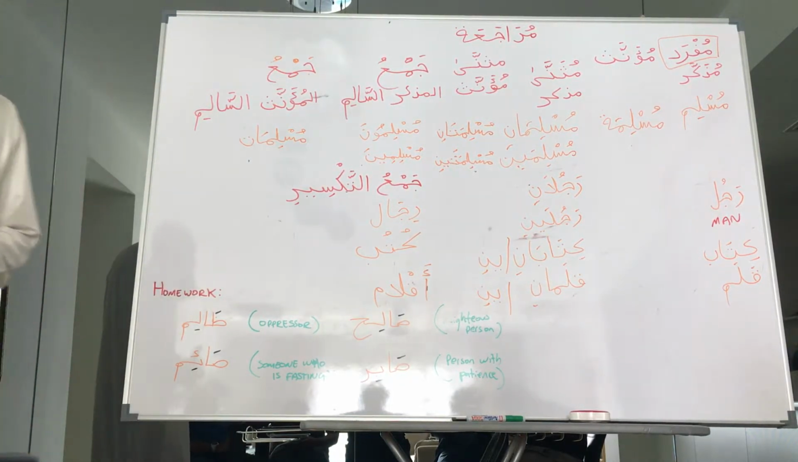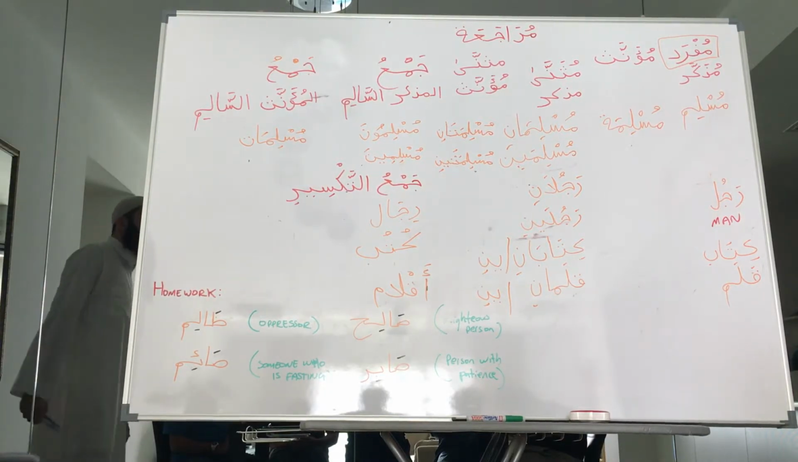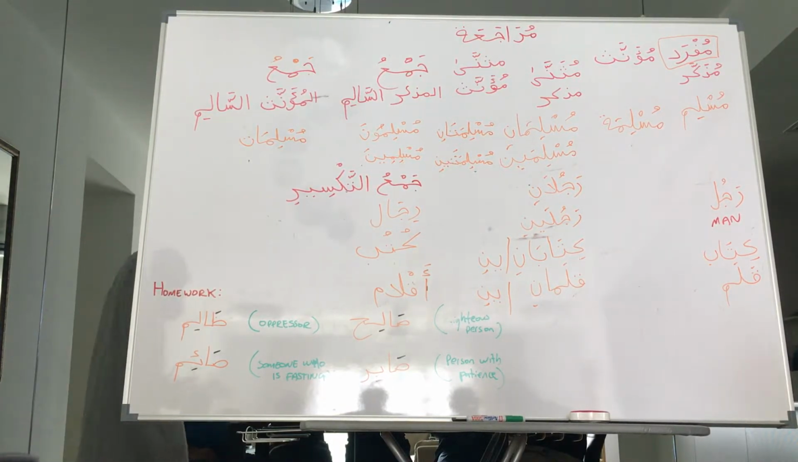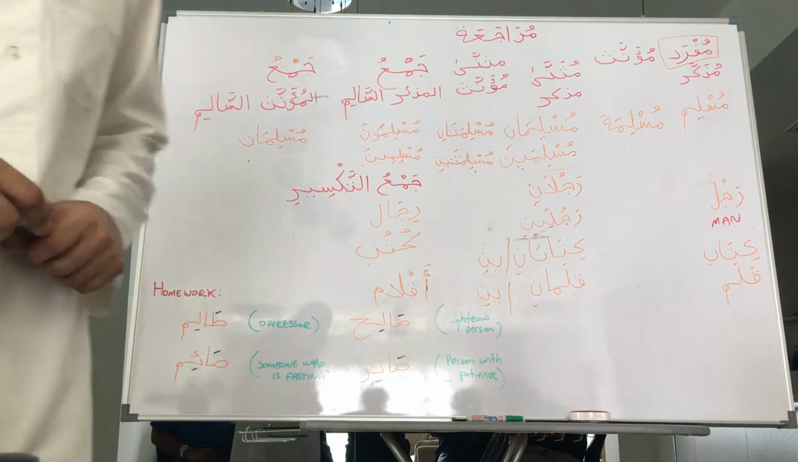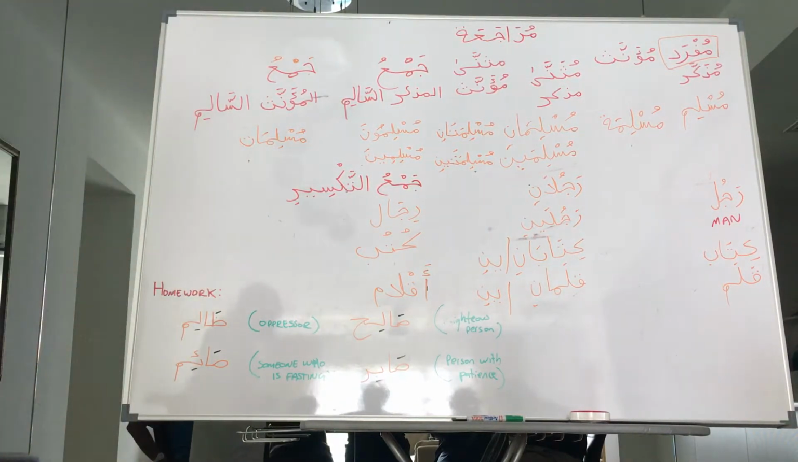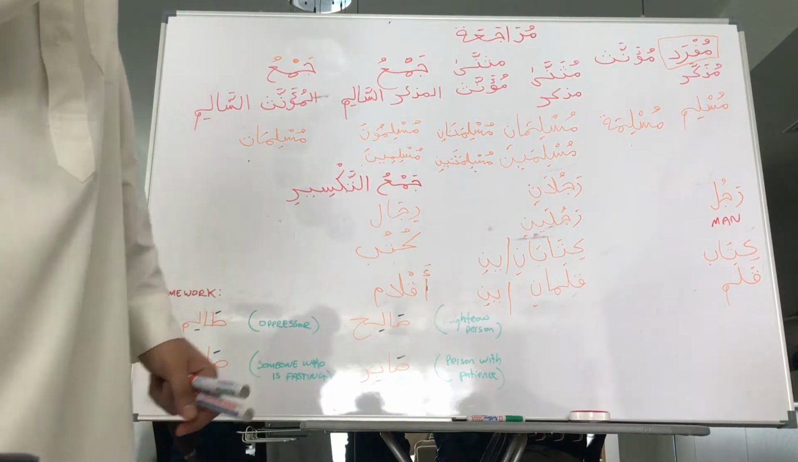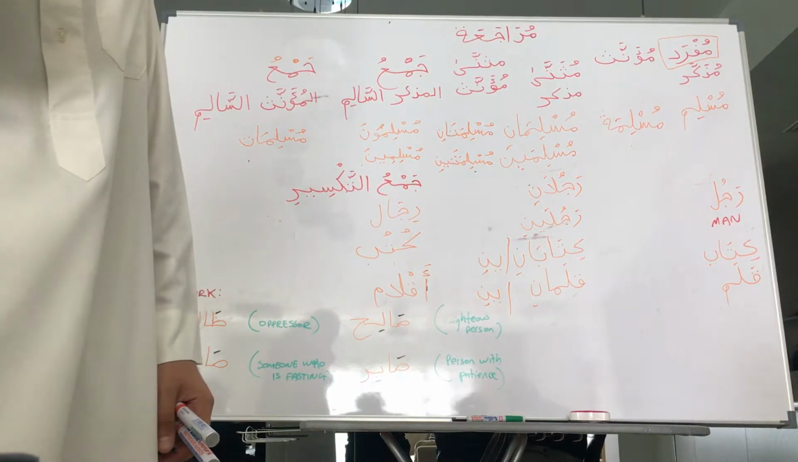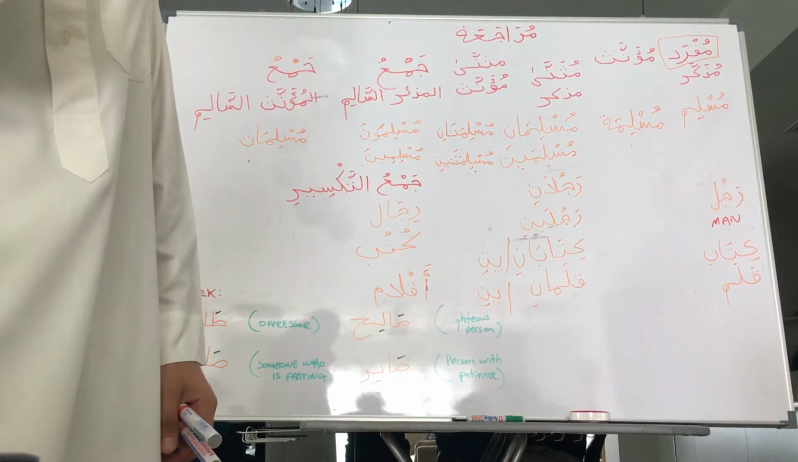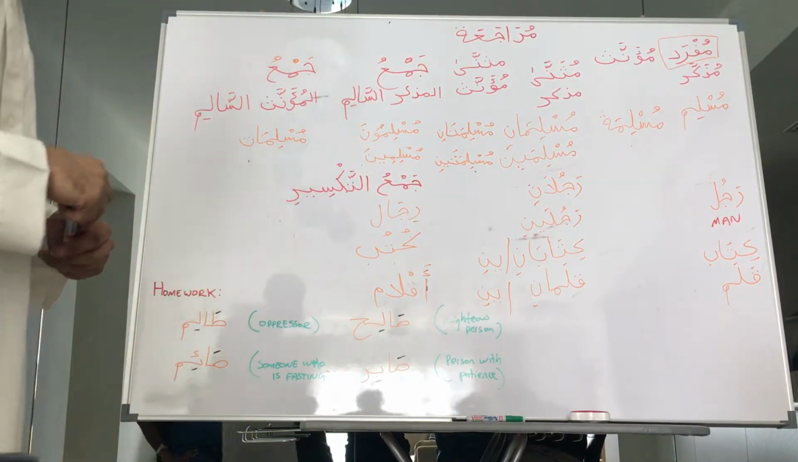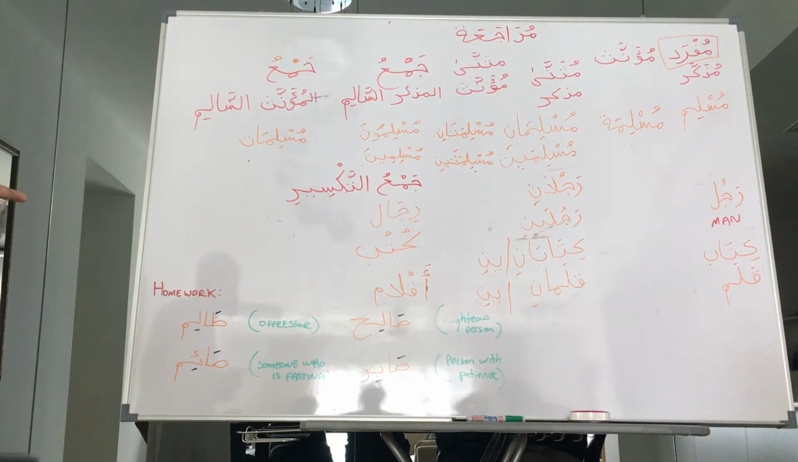But the dual is always the same. Is that clear? Qalam, and the second one is qalamaini. Qalamani, qalamaini, aqlam. أقلام.